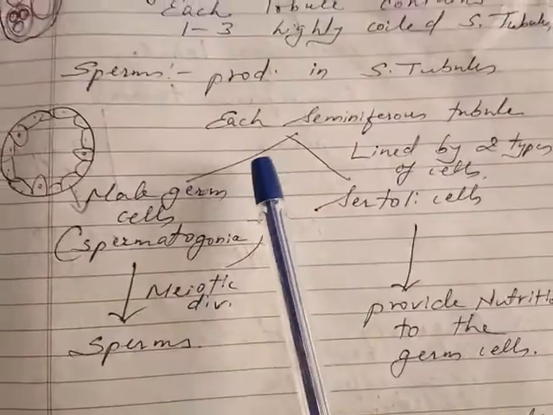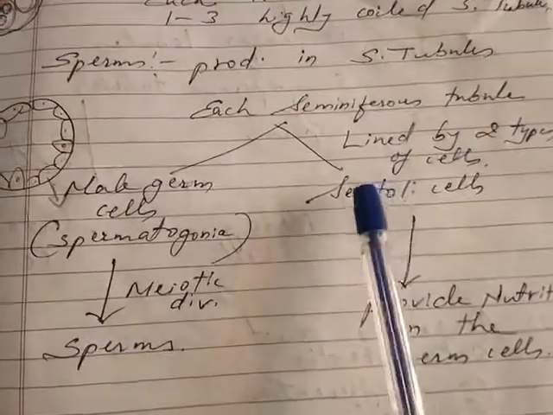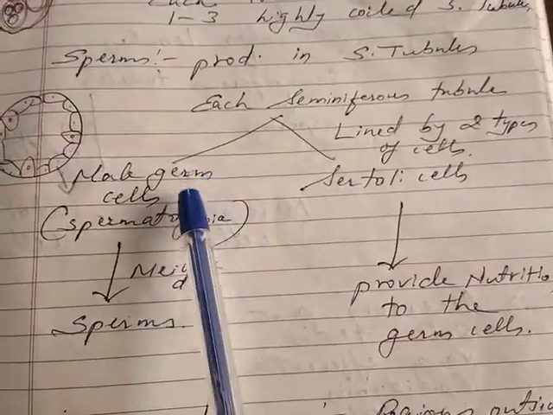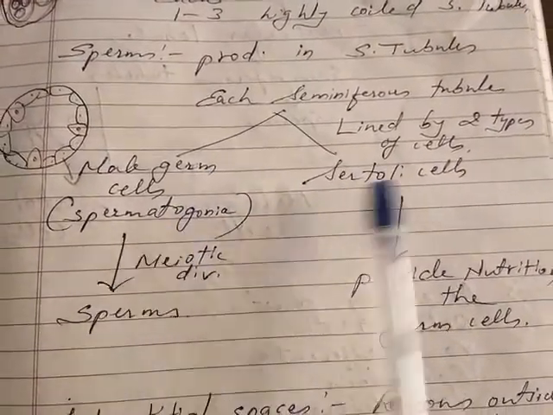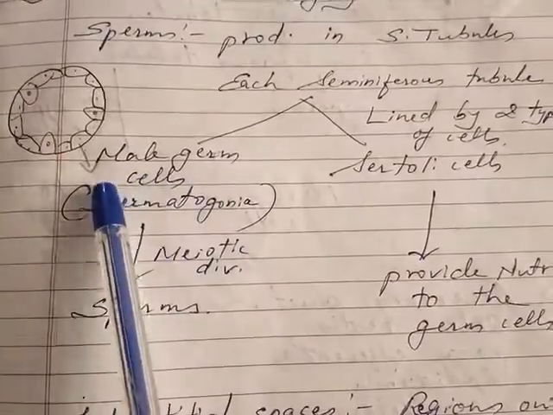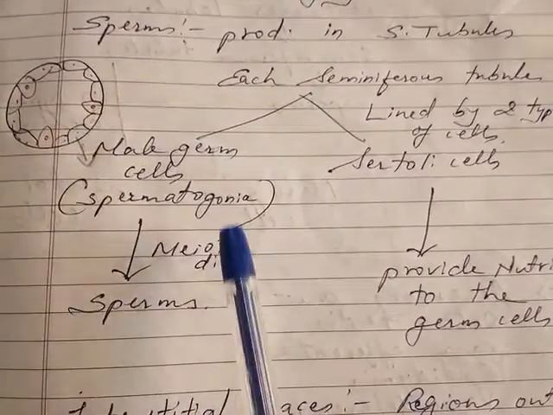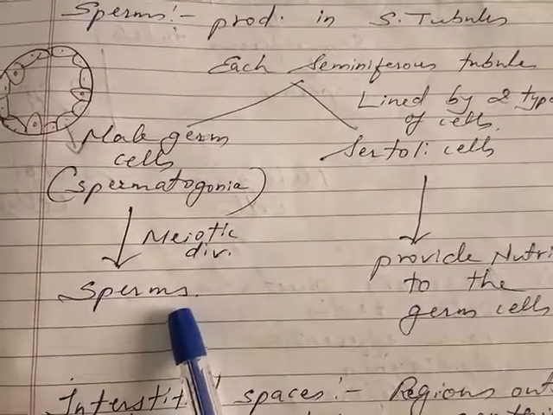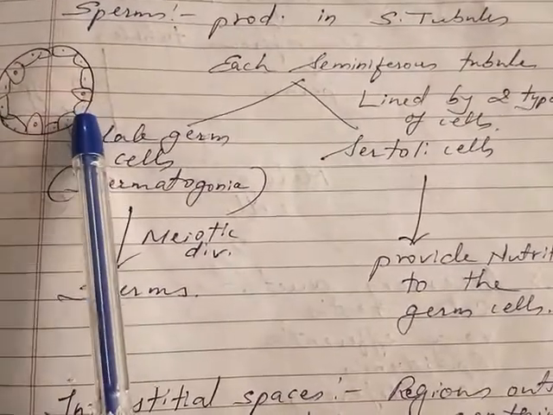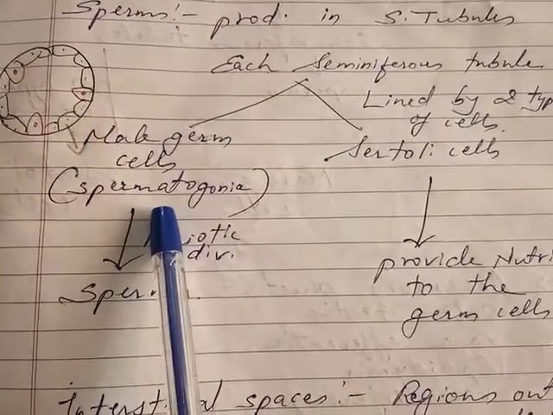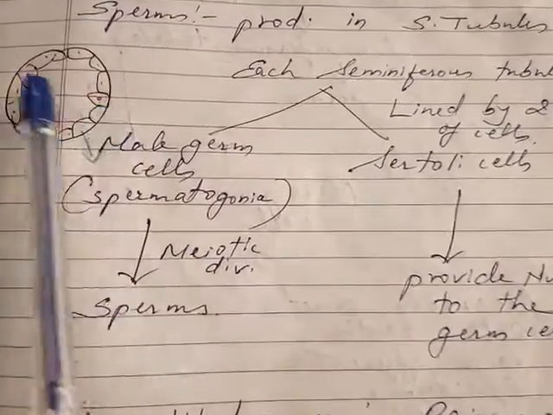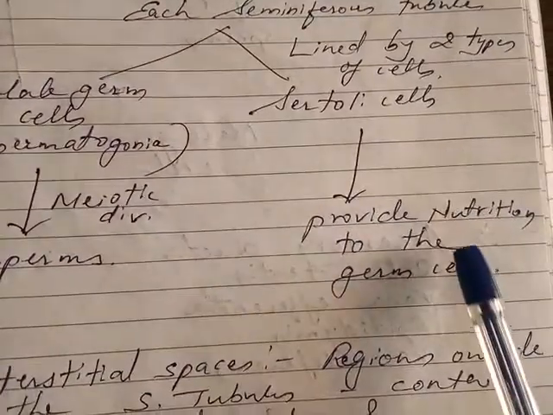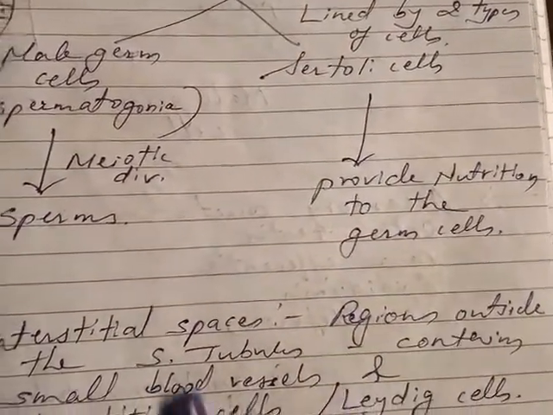Now each seminiferous tubule is lined by two types of cells, that is male germ cells called spermatogonia and Sertoli cells. Male germ cells undergo meiotic division and produce the sperm. In between them, the Sertoli cells are present. The function of the Sertoli cell is to provide nutrition to the germ cells.